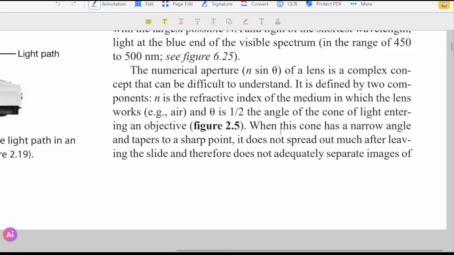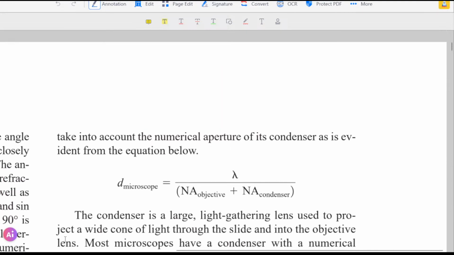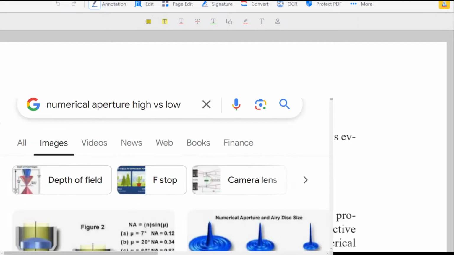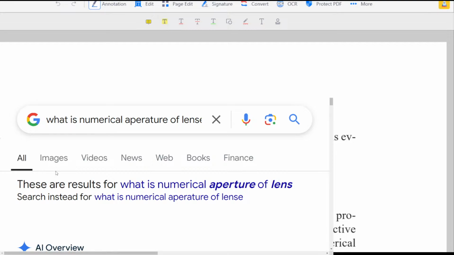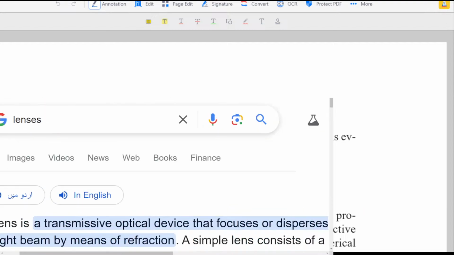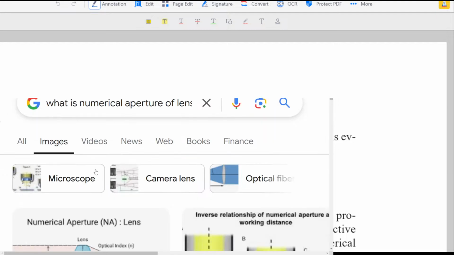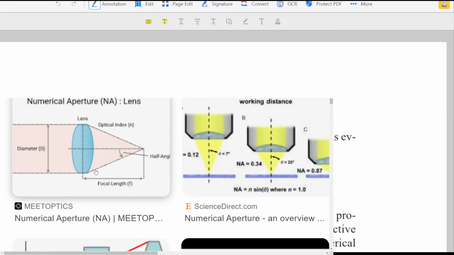So we know that when this cone has a narrow angle and tapers to a sharper point, it does not spread out much after leaving the slide and therefore does not adequately separate images. Alright, now I get it. When we were looking at the diagram here, where did the diagram go? Here, I can explain. So they are saying if the NA, the numerical aperture of the lens, is higher, it is better because why? Because it doesn't spread out after going through the specimen, right?